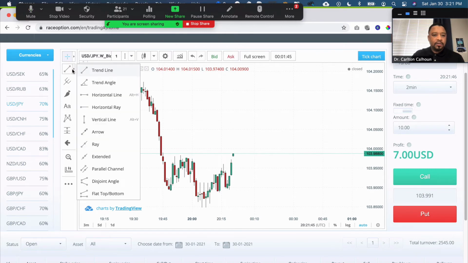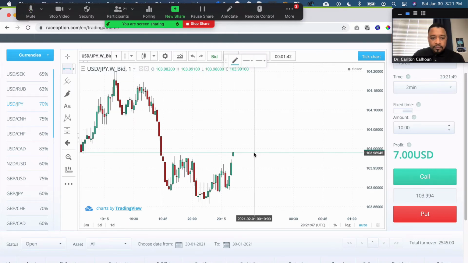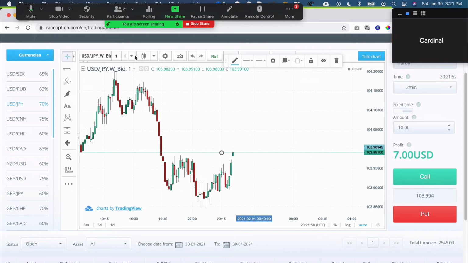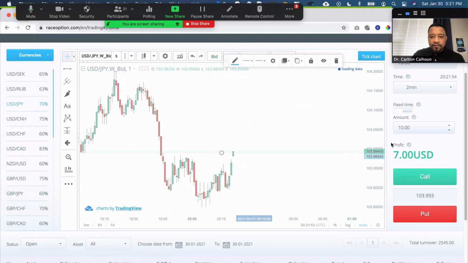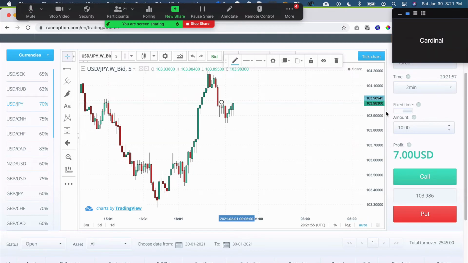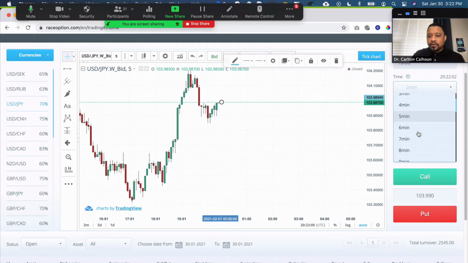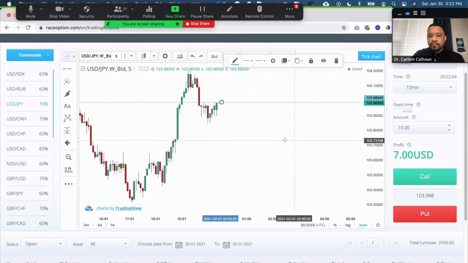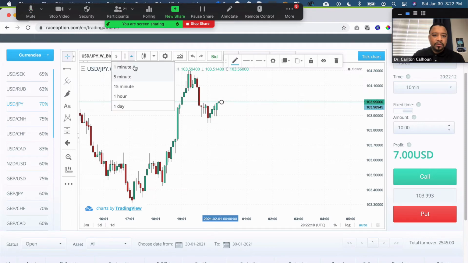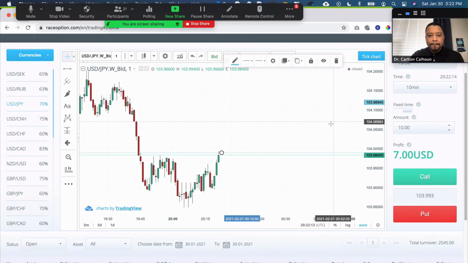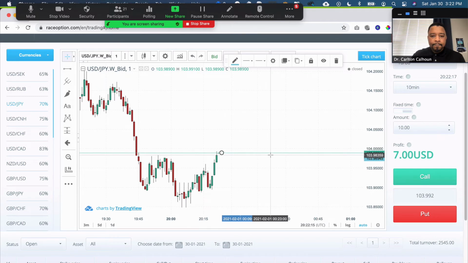USD JPY, let's see what it's doing on the 5. This is one where I would do a longer time frame, just because I trust it. Give me a pullback. Let's come down to the 1. Come down. Come down.